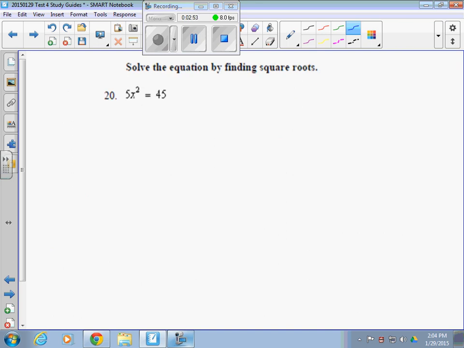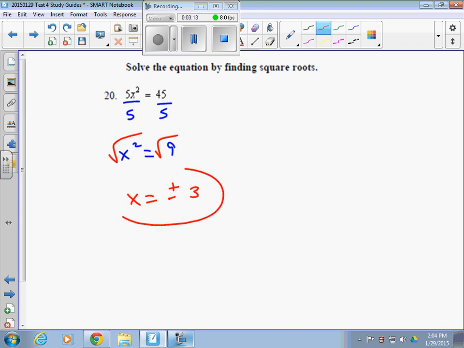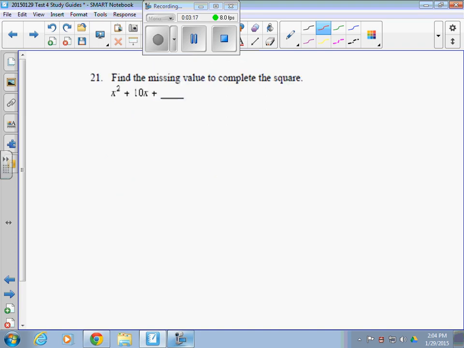Solve by finding square roots. You work your order of operations backwards. So before you try to get rid of that squaring something, you divide by 5 on both sides. What that leaves us with is x squared equals 45 divided by 5, which is 9. Now get rid of the squaring something by taking a square root. X equals both positive and negative. Remember, both positive and negative 3, because when you multiply it by itself, it gives you 9.